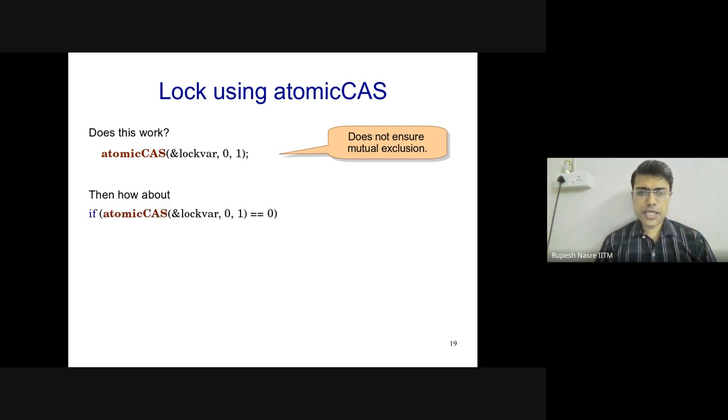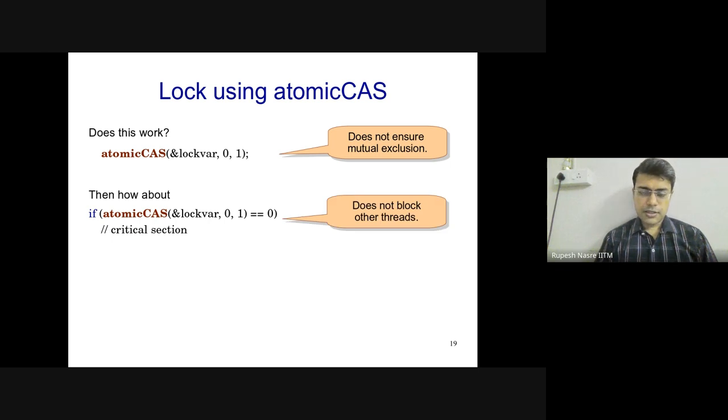So I'm going to check it, change it, and if that value is equals equals zero, then enter the critical section. Right? So that is one possibility. But this particular code, although it enters the critical section for only one thread and ensures mutual exclusion, it does not ensure that the other threads get blocked, because locks are blocking.